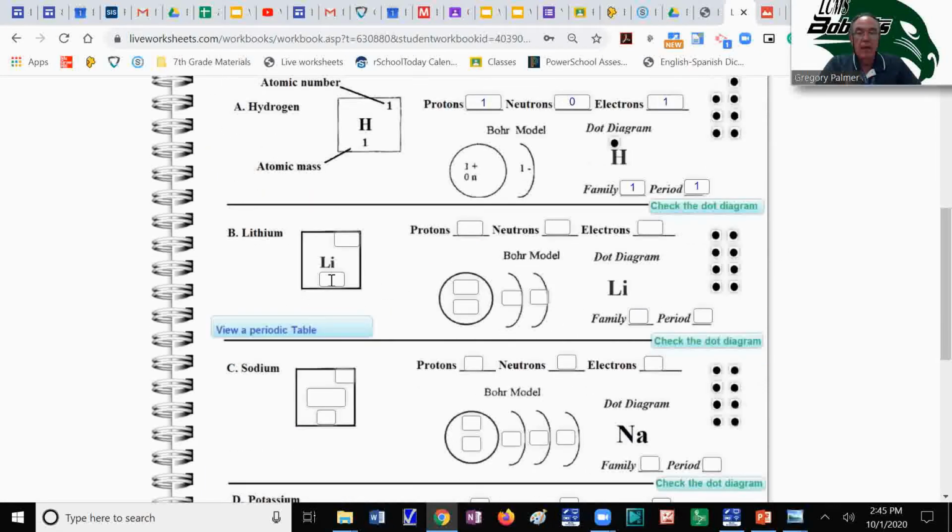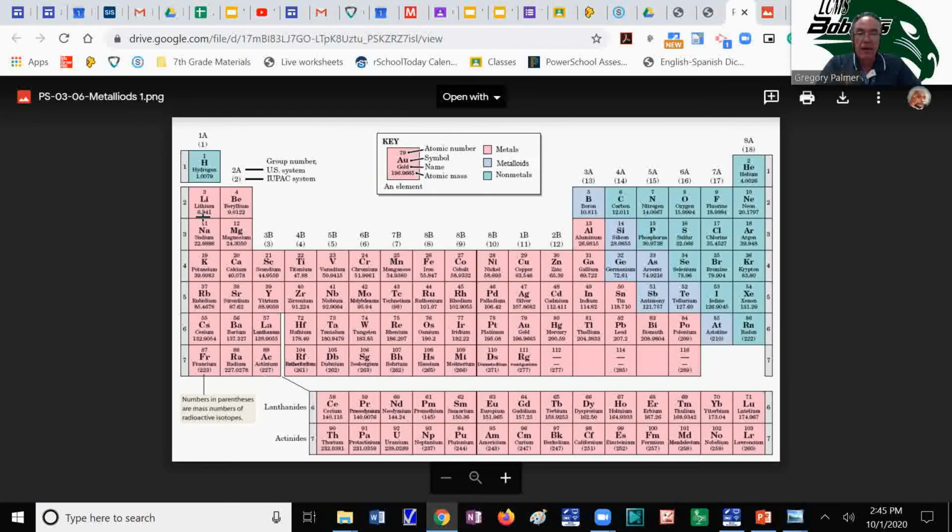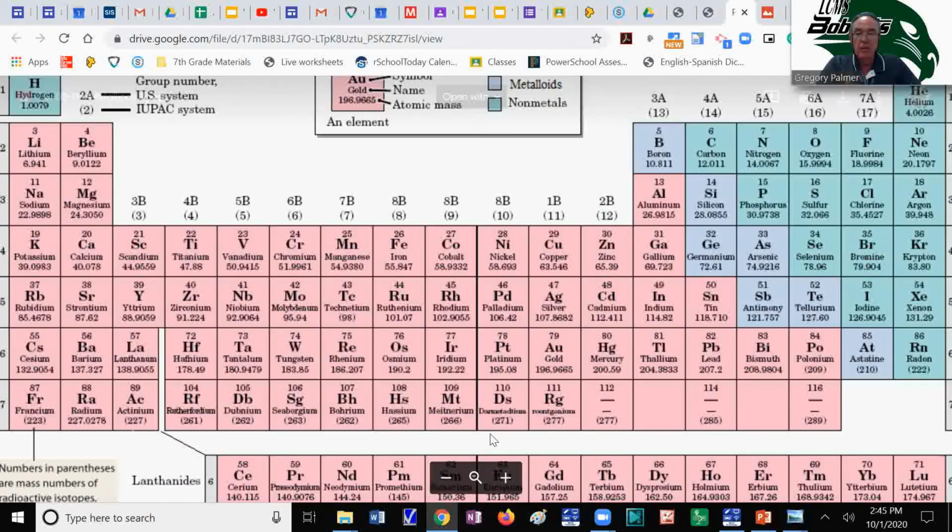We're going to look for lithium on the periodic table, and I find it right here. And so let's zoom in because this will look a little small.